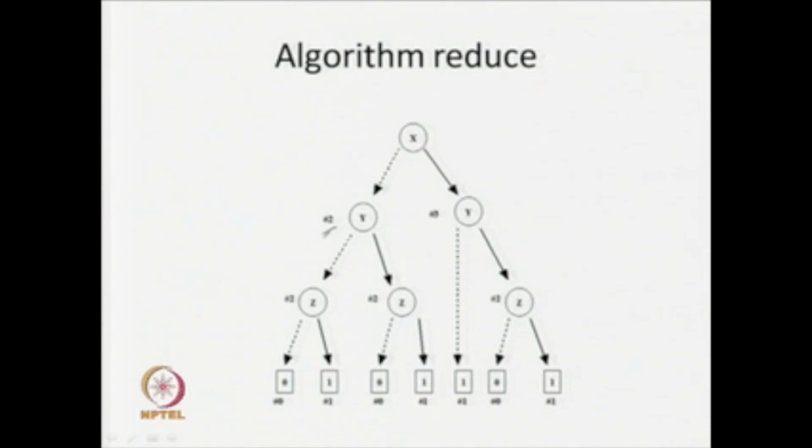Similarly, again, the behavior of these two nodes is not the same. The third condition will also fail. So, it is going to get a new level and we are going to label it by 3. So, it is assigning a level 3.